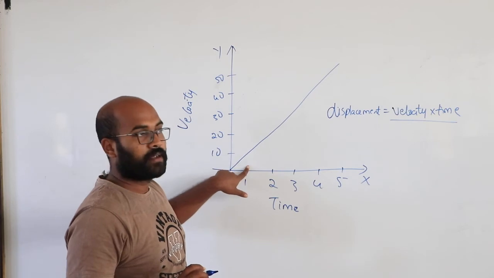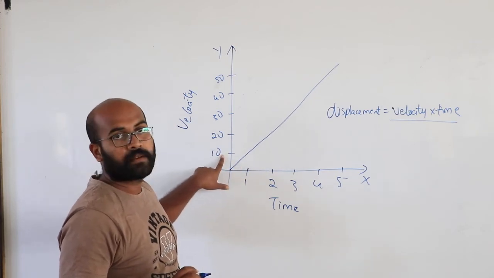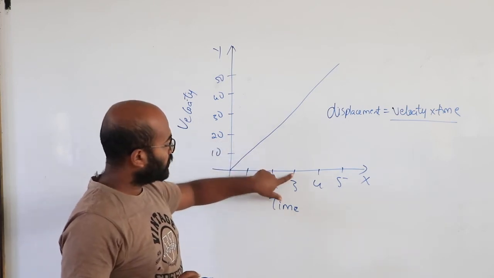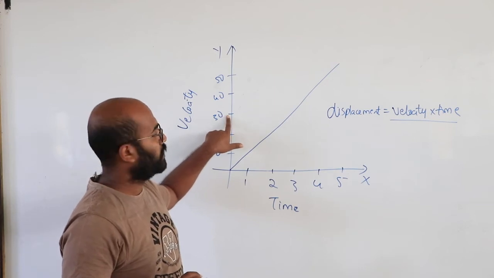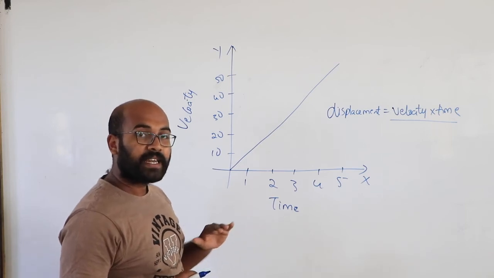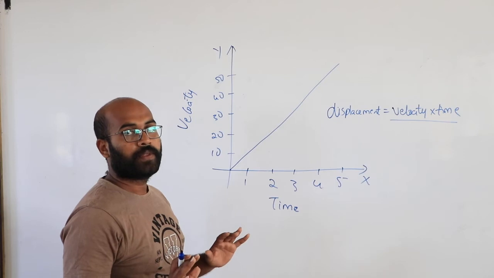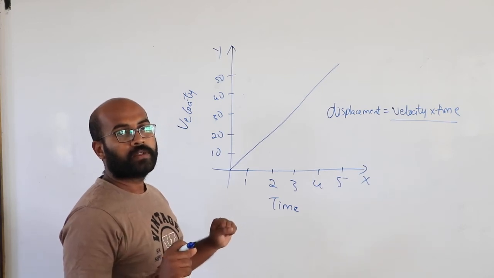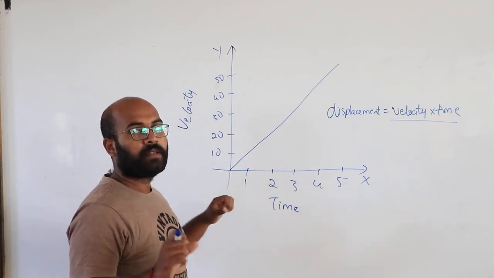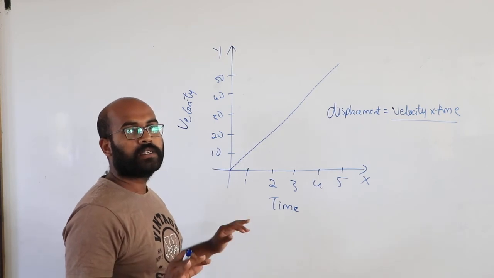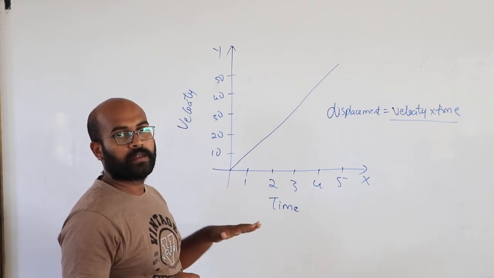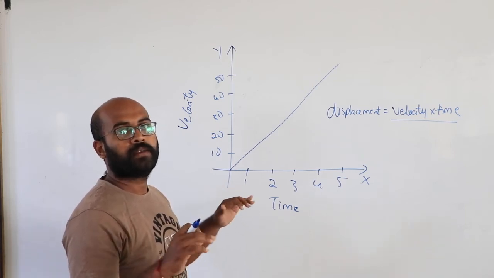Suppose at 1 second the velocity is 10 meter per second. At 2 seconds the velocity is 20 meter per second. At 3 seconds velocity is 30 meter per second, and so on. So what's happening here? Actually the velocity is increasing, not the distance. When you are going on a bike, you start from 0. When the bike is at rest, the velocity is 0, it's not moving. Slowly, initially you put first gear, so the speed will be say 10.